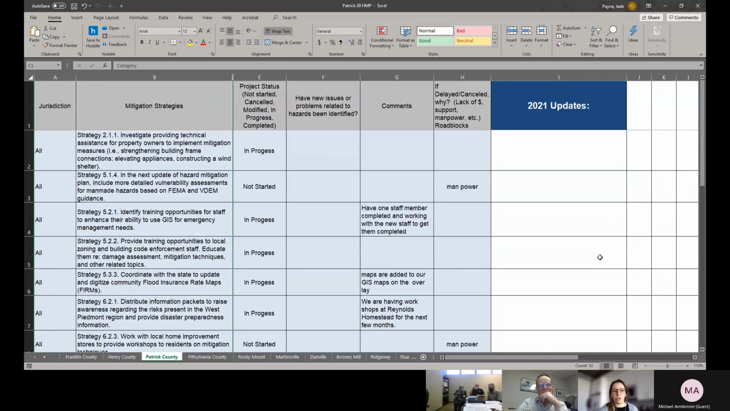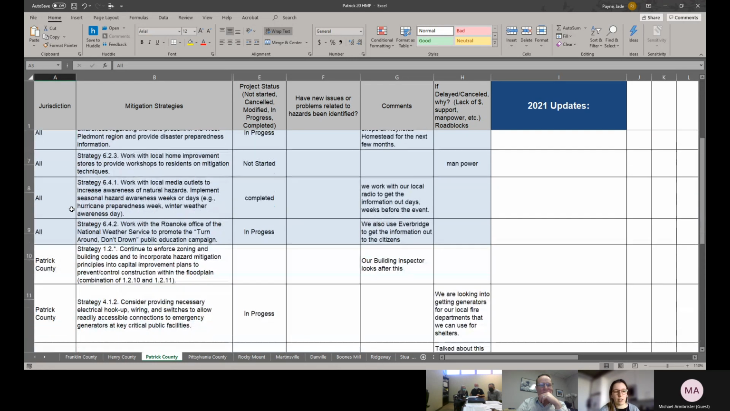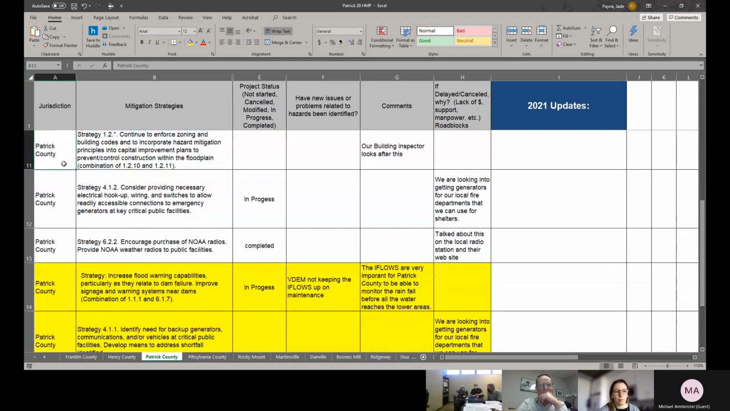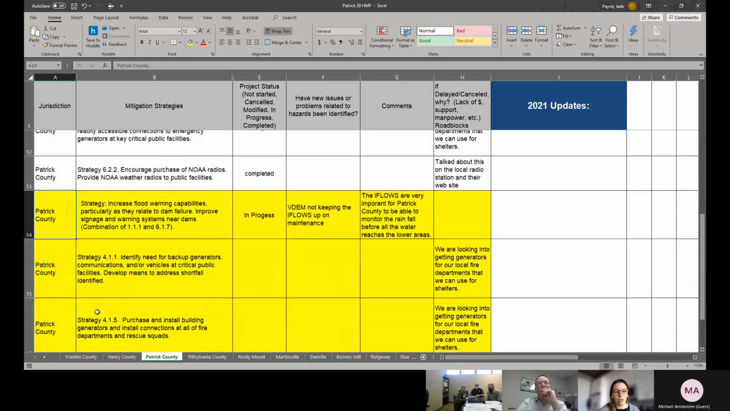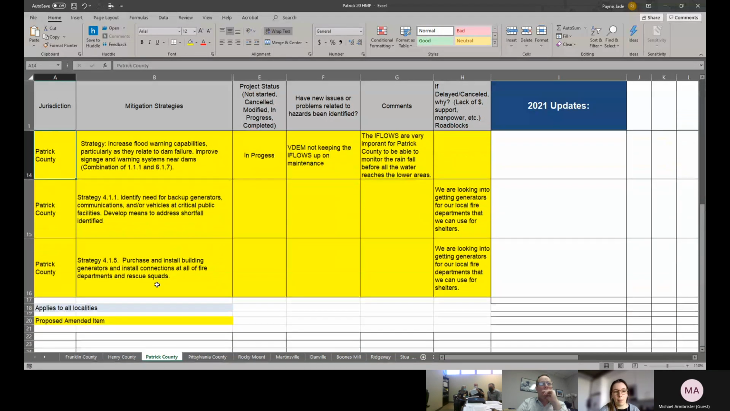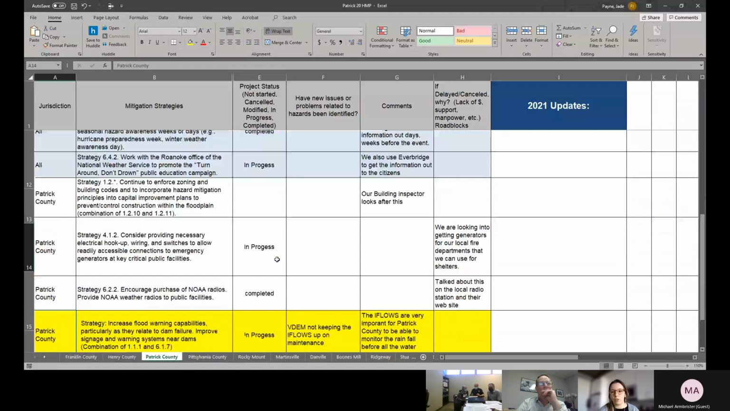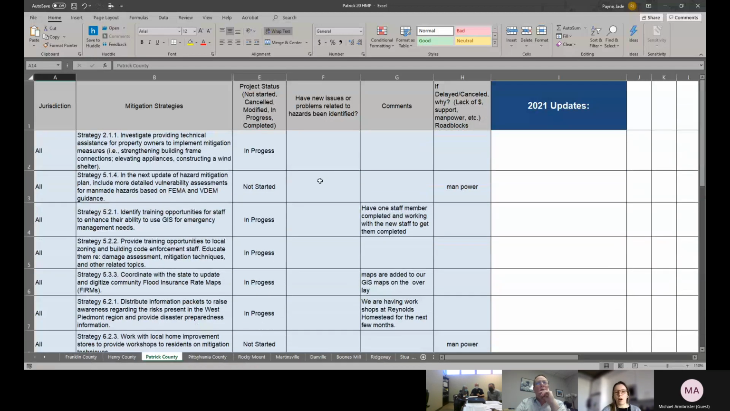So these are the specific mitigation strategies from the 2016 plan. The ones in blue up top, they are strategies that all the jurisdictions were undertaking, and then when we get to the bottom, the ones in white are specific to Patrick County, and it looks like the yellow ones were proposed amended strategies to be added on. We'll go ahead and start at the top. We're just looking basically for any updates on these strategies if you're still interested in pursuing them, and basically any pertinent comments we can add to them.